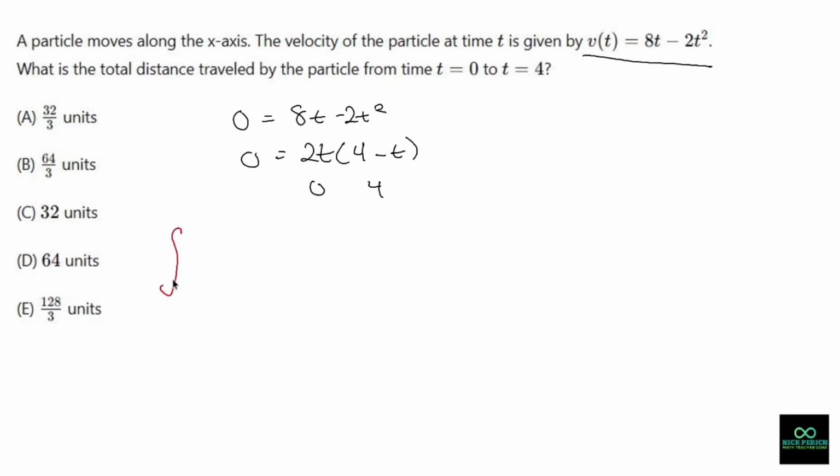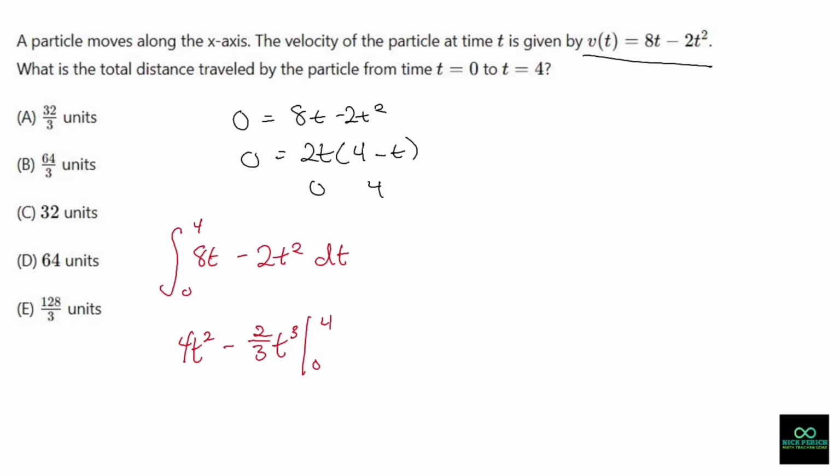So now, since I have the velocity function, the position function is going to be the integral. So I'm going to integrate 8t minus 2t squared dt between 0 and 4. So the integral of 8t is going to be 4t squared. The integral of negative 2t squared is going to be 2/3 t cubed. And then my limits of integration are going to be 0 and 4.